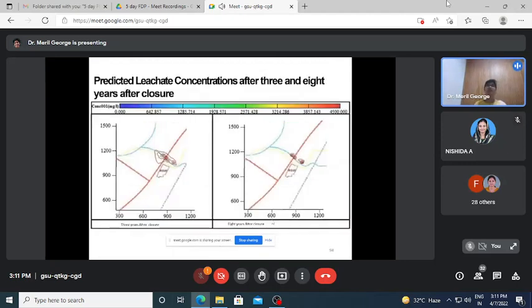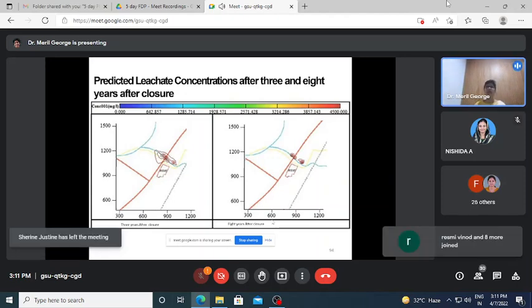So for predicting the leachate concentration after 3 and 8 years, it was also done. I have predicted the leachate concentration after 3 years and 8 years. 8 years I have taken because after 8 years it was observed that the chloride concentration is very negligible in the soil. So this is the result.